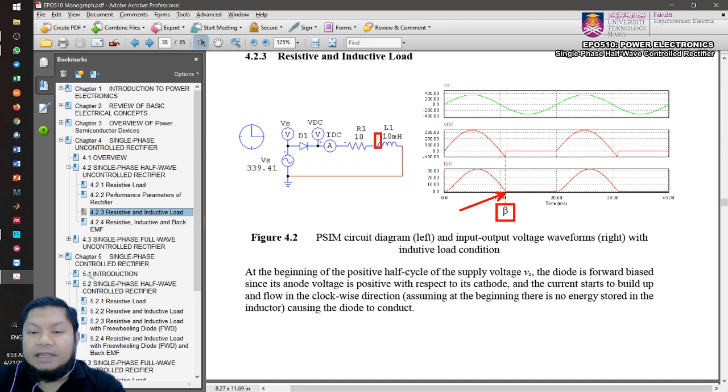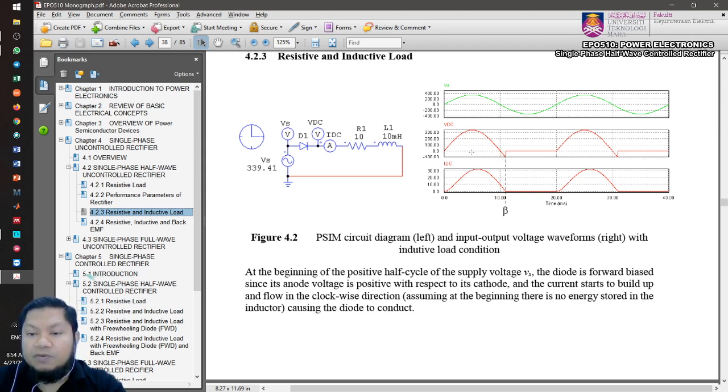It is because of this L. When we have L, there is stored energy, so the current cannot change direction instantaneously. Therefore we still have current, even though the voltage is already negative, but we still have a positive current flowing. So that turns on the diode.